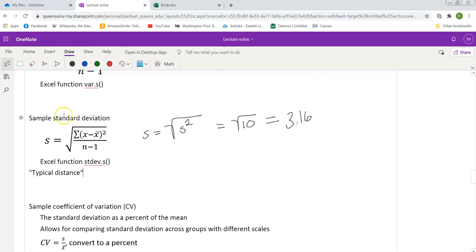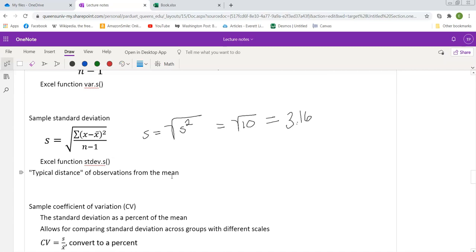Normal is another word, but in a class where we do the normal distribution, we shy away from using that word. So I say typical, and deviation means distance. So this is the typical distance of observations away from the mean. It's not correct to say it's the average distance.